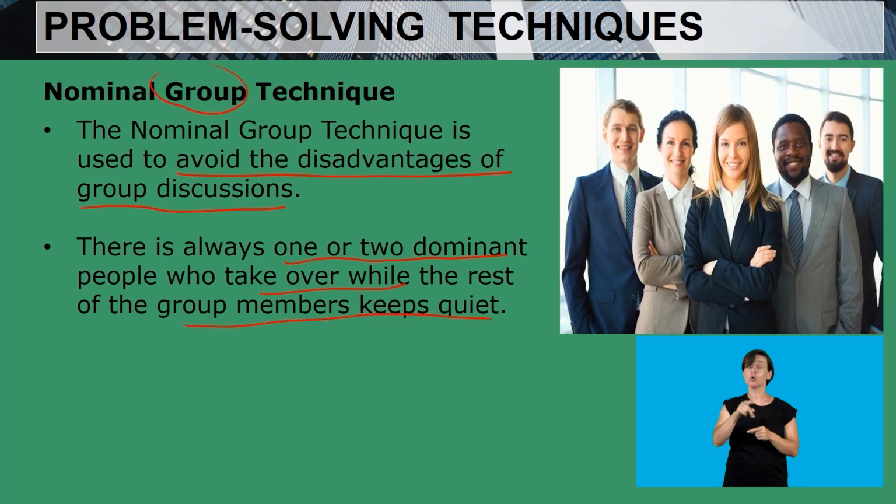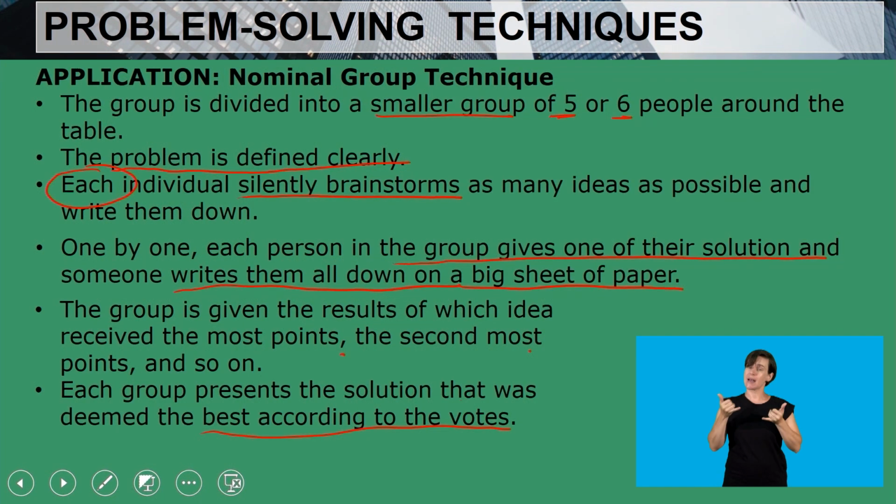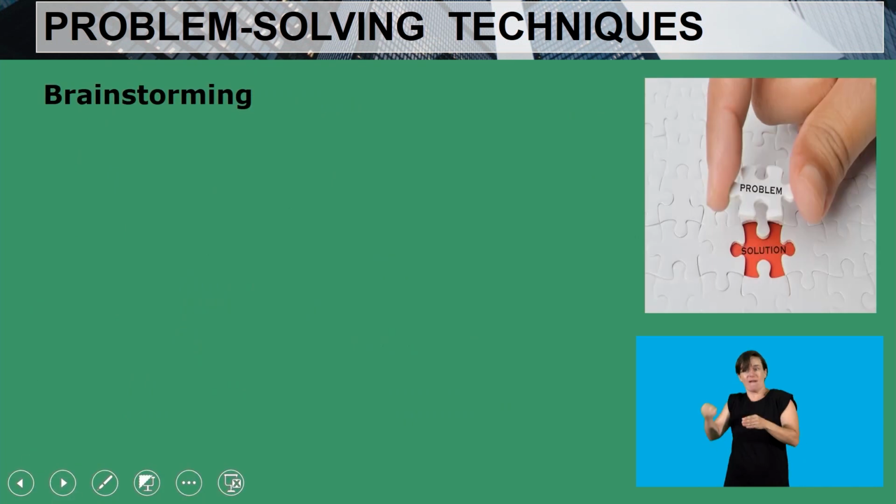We are avoiding conflict. Hence, when we started, we did say that nominal group technique, I'm going to take you back on this slide, is used to avoid the disadvantages of group discussions, because when there's group discussion, sometimes there's going to be conflict and all that. But here we read that now one by one, each person in the group will give their solution. So there's peace, there's order basically. Order is the right word that I'm looking for.